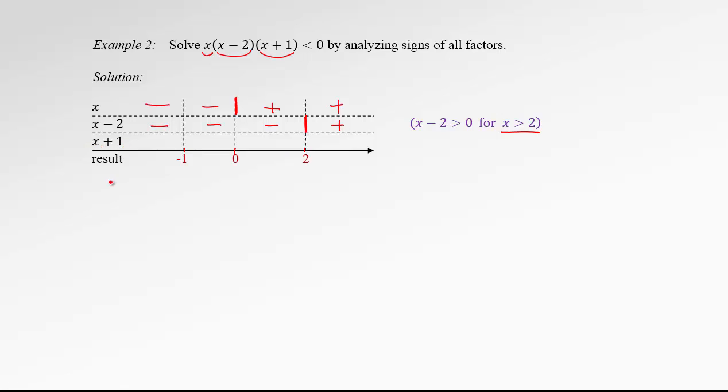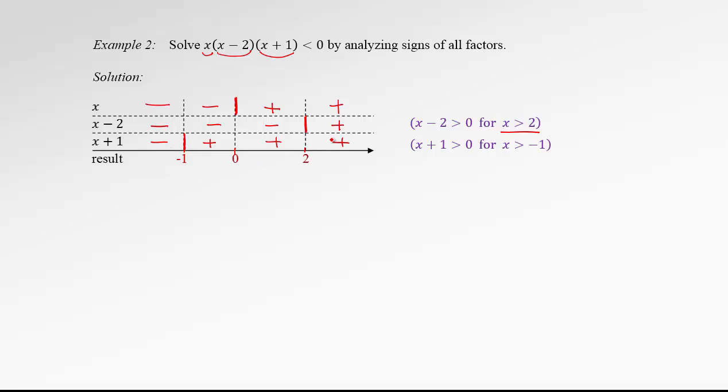Similarly with x plus 1. X plus 1 is positive when x is larger than -1. So any region above -1 will get the positive sign, and below -1 becomes negative. The critical number for this expression is -1, which means that the expression changes its sign at this moment. First it's negative, then it's 0, and then it's positive all the way to infinity.